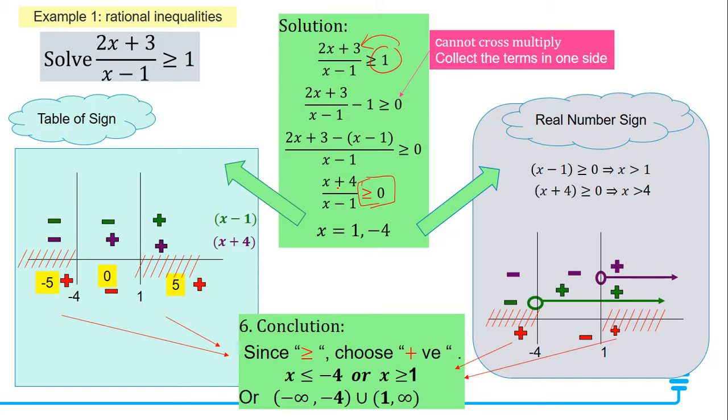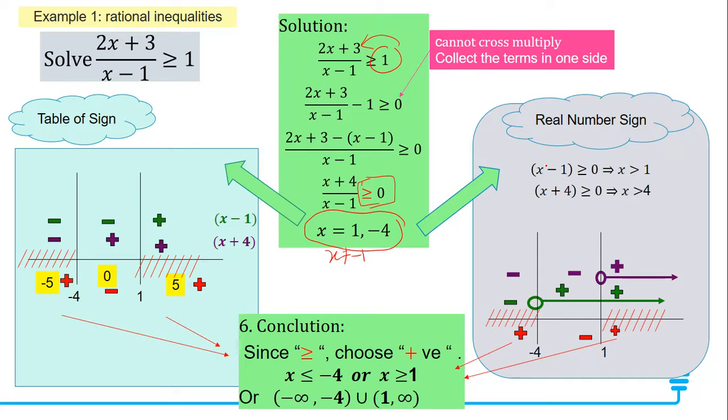Now what we need to do is find the factors. I have two different factors here: one is x + 4, another is x - 1. Remember that the denominator cannot be 0, so x cannot be 1. But x = 1 and x = -4 are the critical values for us to plot the number line. So now we look at the method of real number sign.